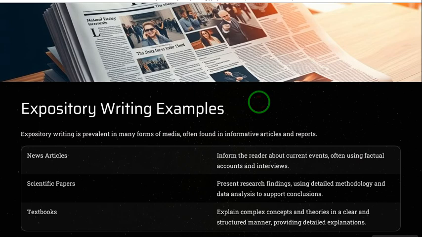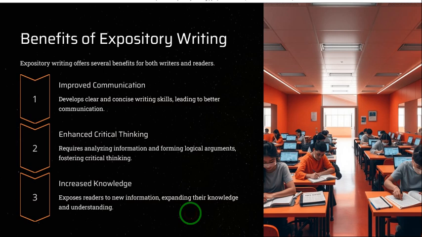Expository writing examples, we have news articles, we have scientific papers, and we have textbooks. Of course, news articles inform the reader about current events, scientific papers about research findings, about methodologies and data analysis, textbooks that explain complex concepts and theories in a clear and structured manner.